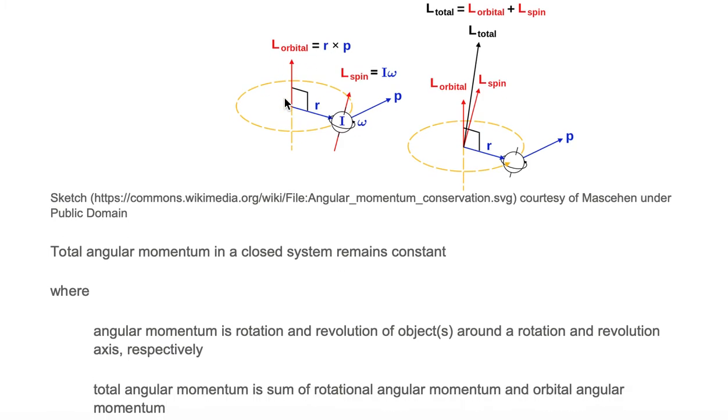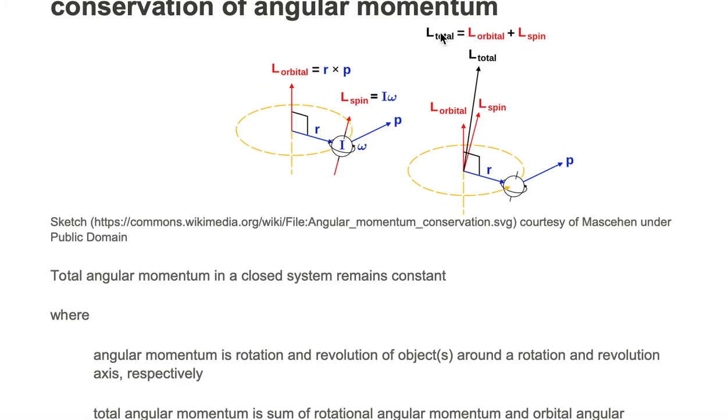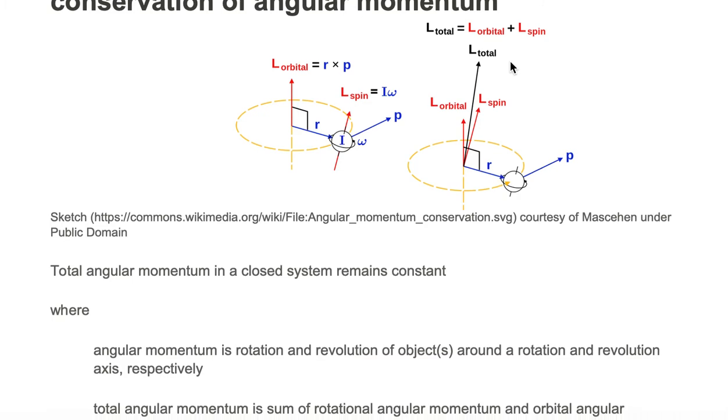So the total angular momentum is the sum of the rotational or spin angular momentum and the orbital angular momentum. In this sketch on the right, they have transferred the vector axis of the spin angular momentum to the origin to show you the amount of spin angular momentum compared to the amount of orbital angular momentum, and that the total is the sum of both. And that black line there is the direction of the total angular momentum.